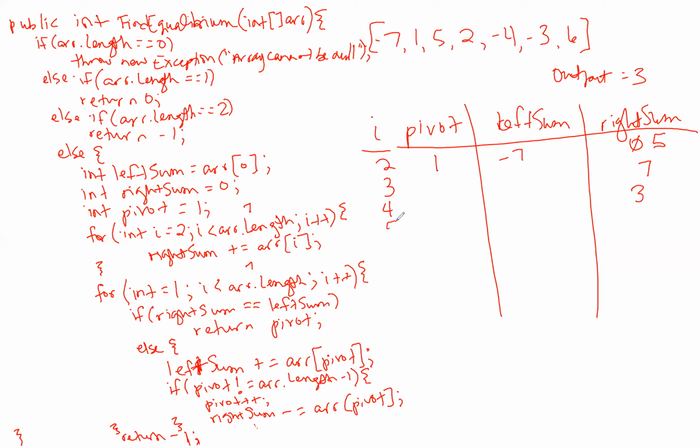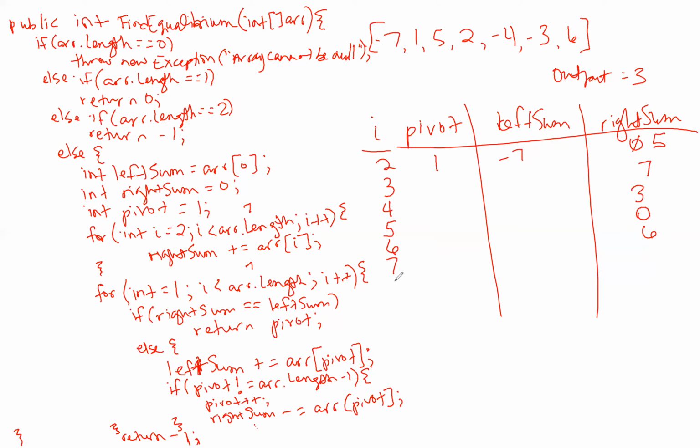i++, 5 is less than 7. So we go in and array at i is -3. So this becomes 0. i++, 6 is less than 7. So we go in and right sum plus equals array at i, which is 6. So right sum equals 6. Okay, then we i++, 7 is not less than 7. So we break out of our for loop, we go down to the next for loop.